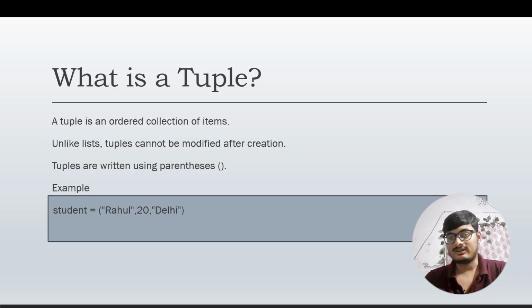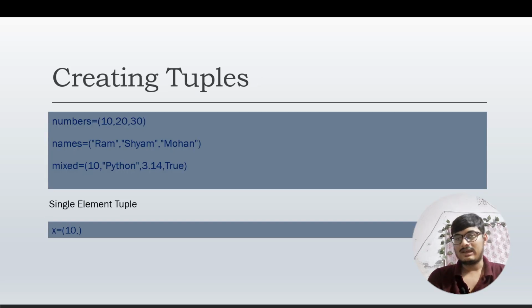Here's an example of a tuple, which is student, okay? The student tuple has three items: the name of the student, which is Rahul, the age of the student, which is 20, and the city of the student, which is Delhi. This is the tuple. Now we will be learning about creating tuples, how we can create them.